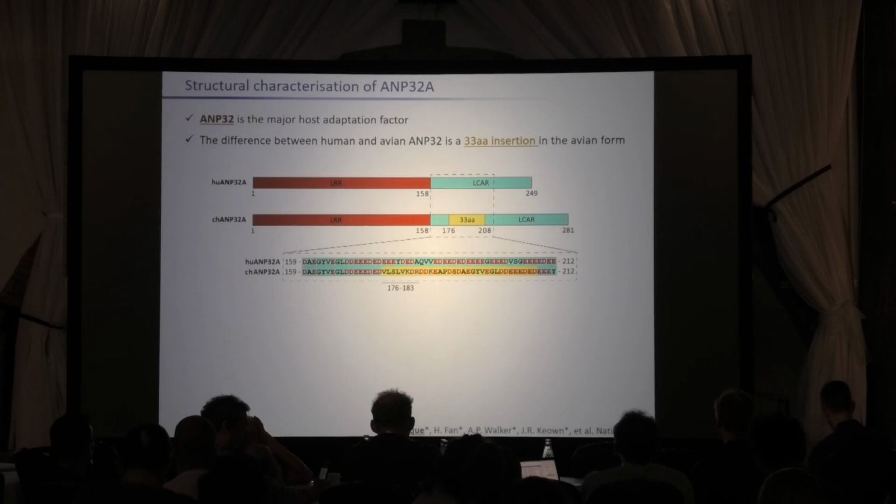A little bit about human ANP32. It's found in the nucleus. People don't really know what it does.